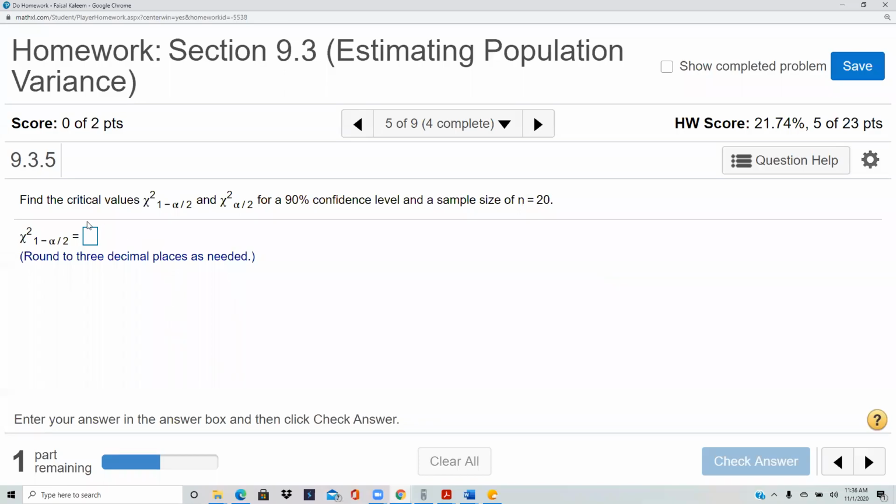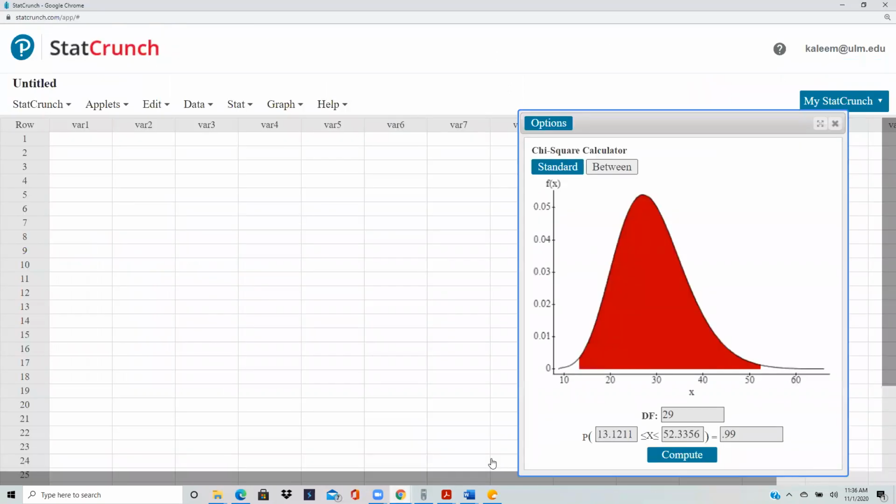So this is exactly like problem number 4. Confidence is now 90%, sample size 20. So the in-between area will be 90% and the degrees of freedom will be 19. 90% and 19, and we already had StatCrunch open, so chi-square calculator.